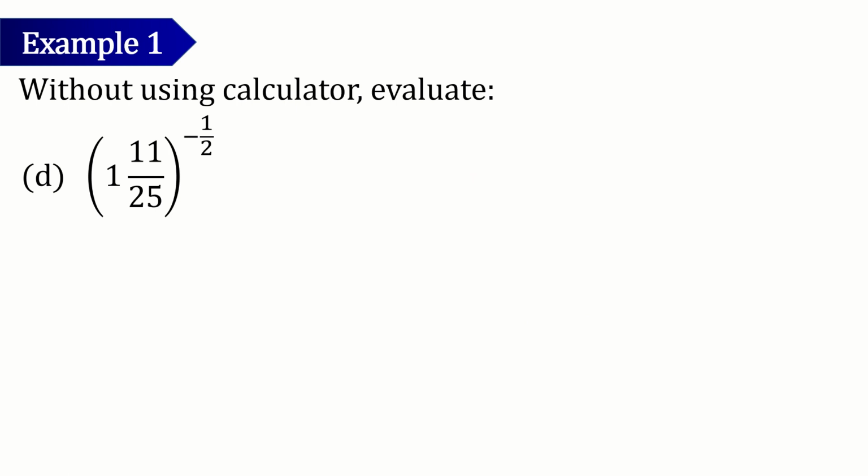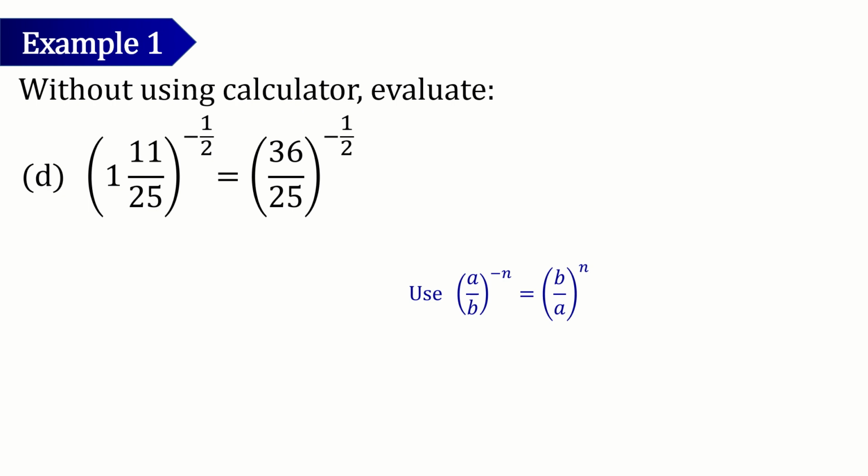Okay, fourth example. 1 and 11 over 25 to the power of negative 1 over 2. So we have a mixed number here. So we first change it to its improper fraction, which is 36 over 25 to the power of negative half. And for the negative power, we can take the reciprocal, but for the fraction, we just flip the fraction. So from 36 over 25, it becomes 25 over 36 to the power of half.